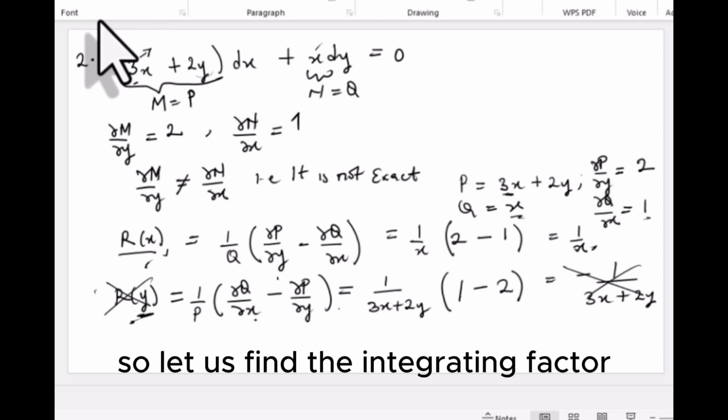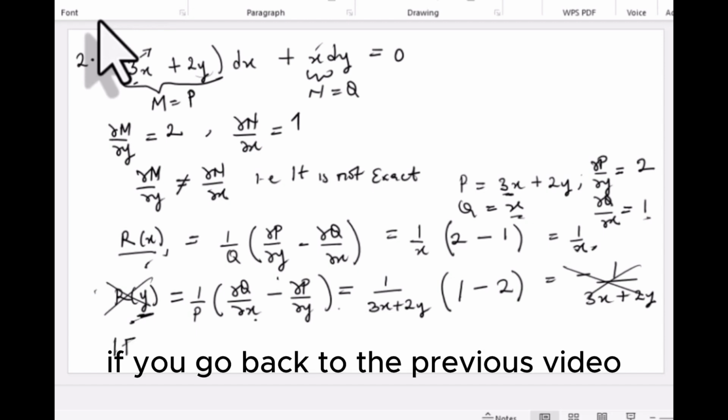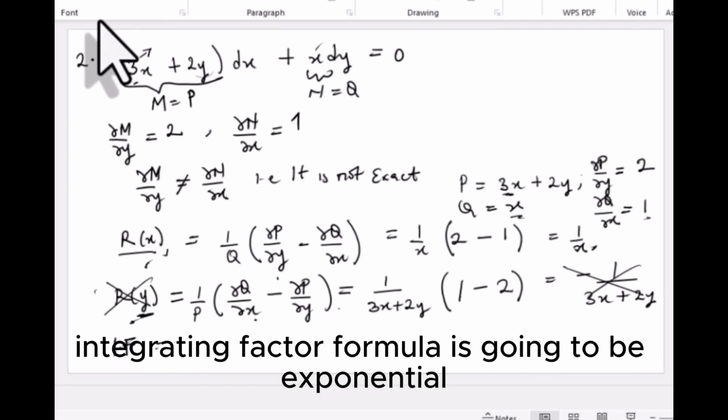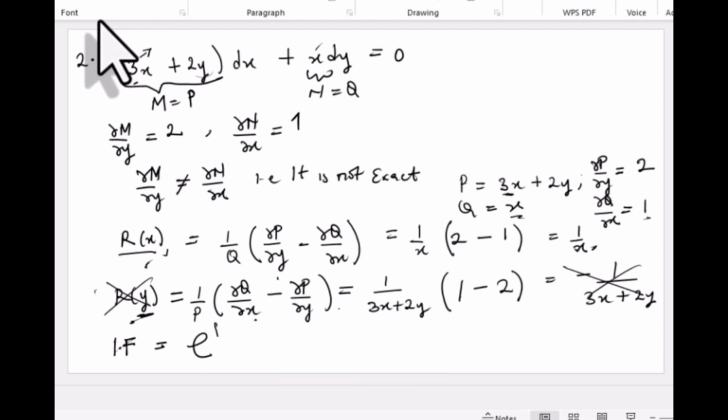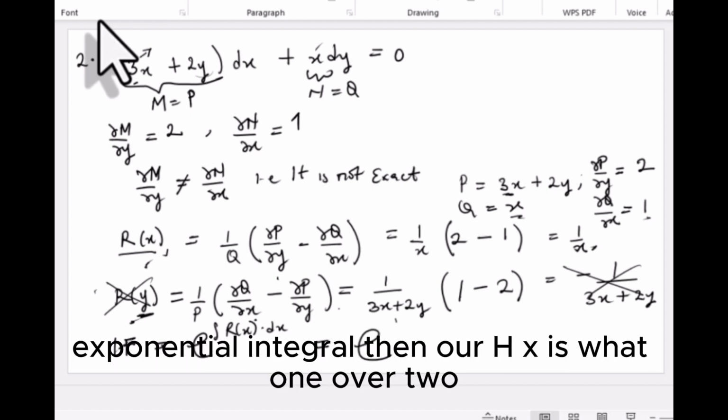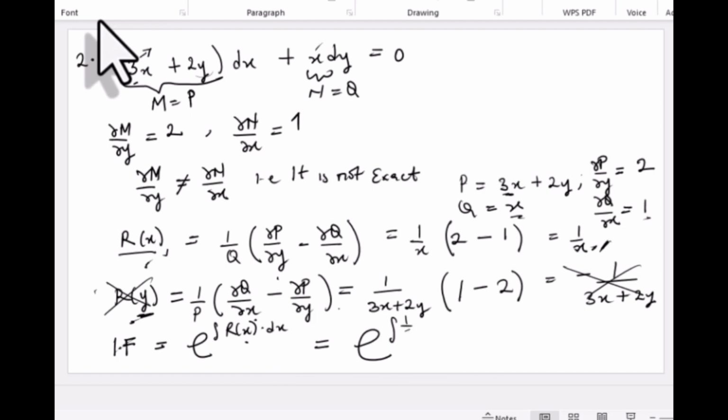So let us find the integrating factor. Let's go back to R(x) and find the integrating factor. If you go back to the previous video where I explained the integrating factor, the formula is exponential of the integral of R(x) dx, equals what? Exponential of the integral, then our R(x) is 1 over x.